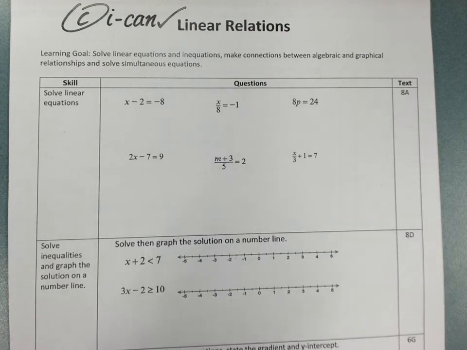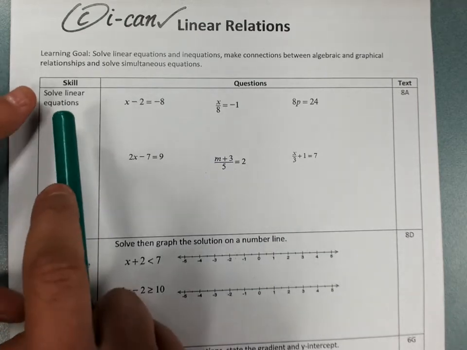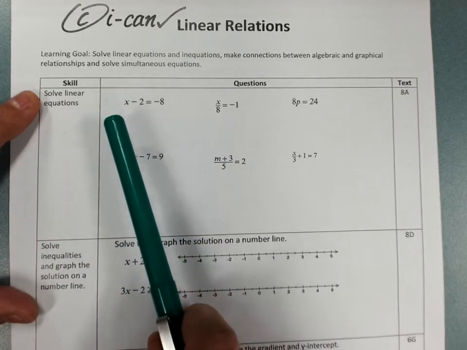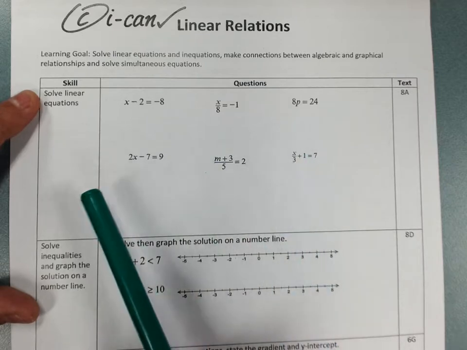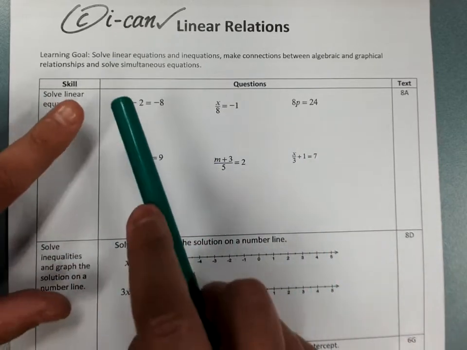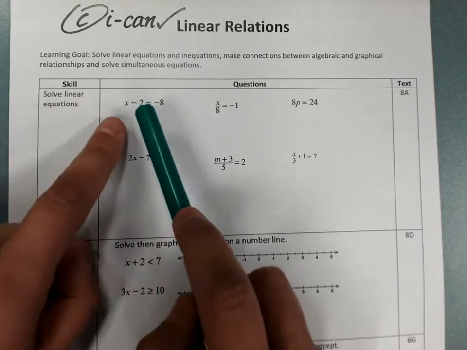I can for Year 10 linear relations. So just going through the different skills. Solving linear equations. This is when we want to find out what the unknown pronumeral is, the letter. Easiest way that I've got of doing it, start with the letter.